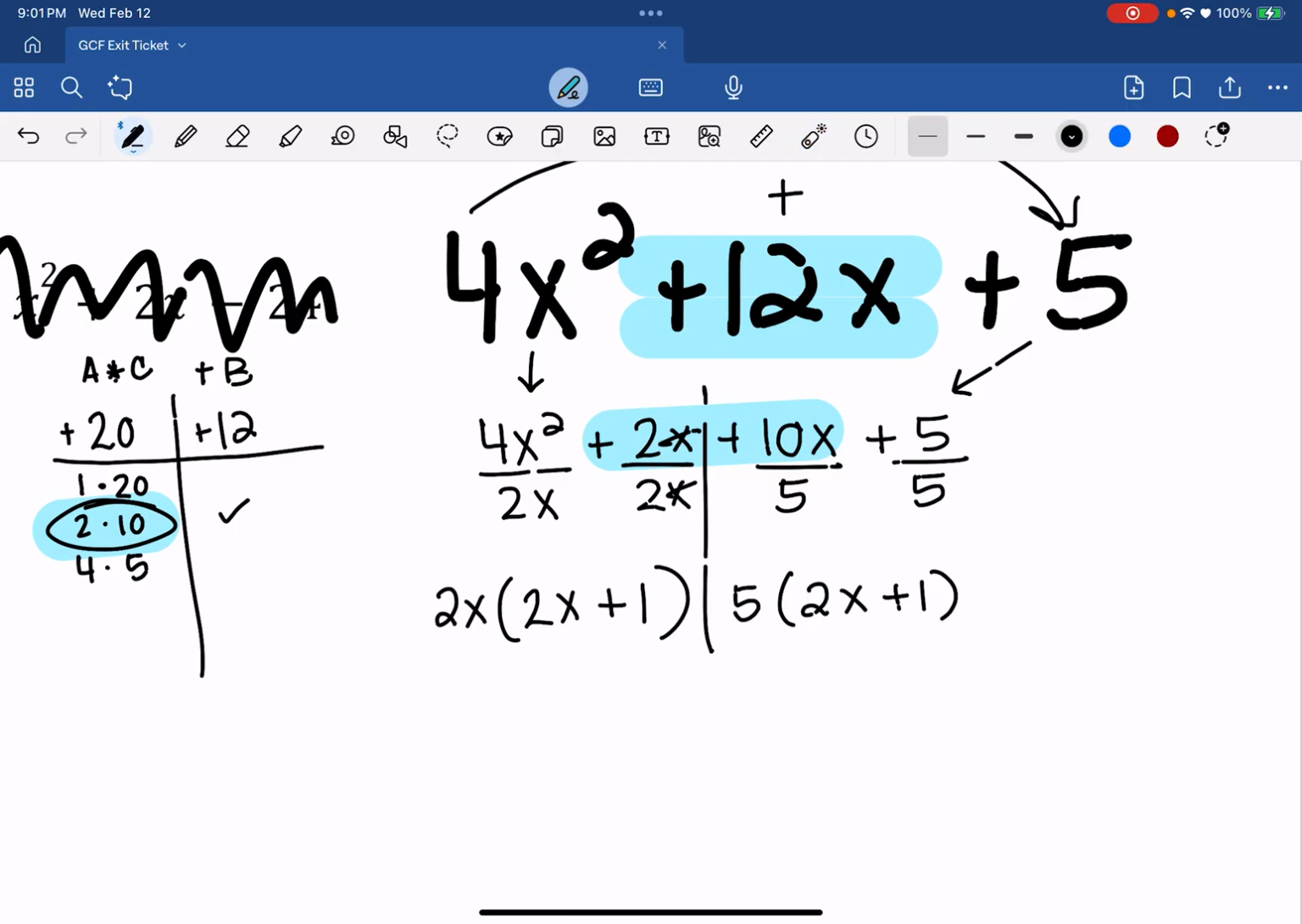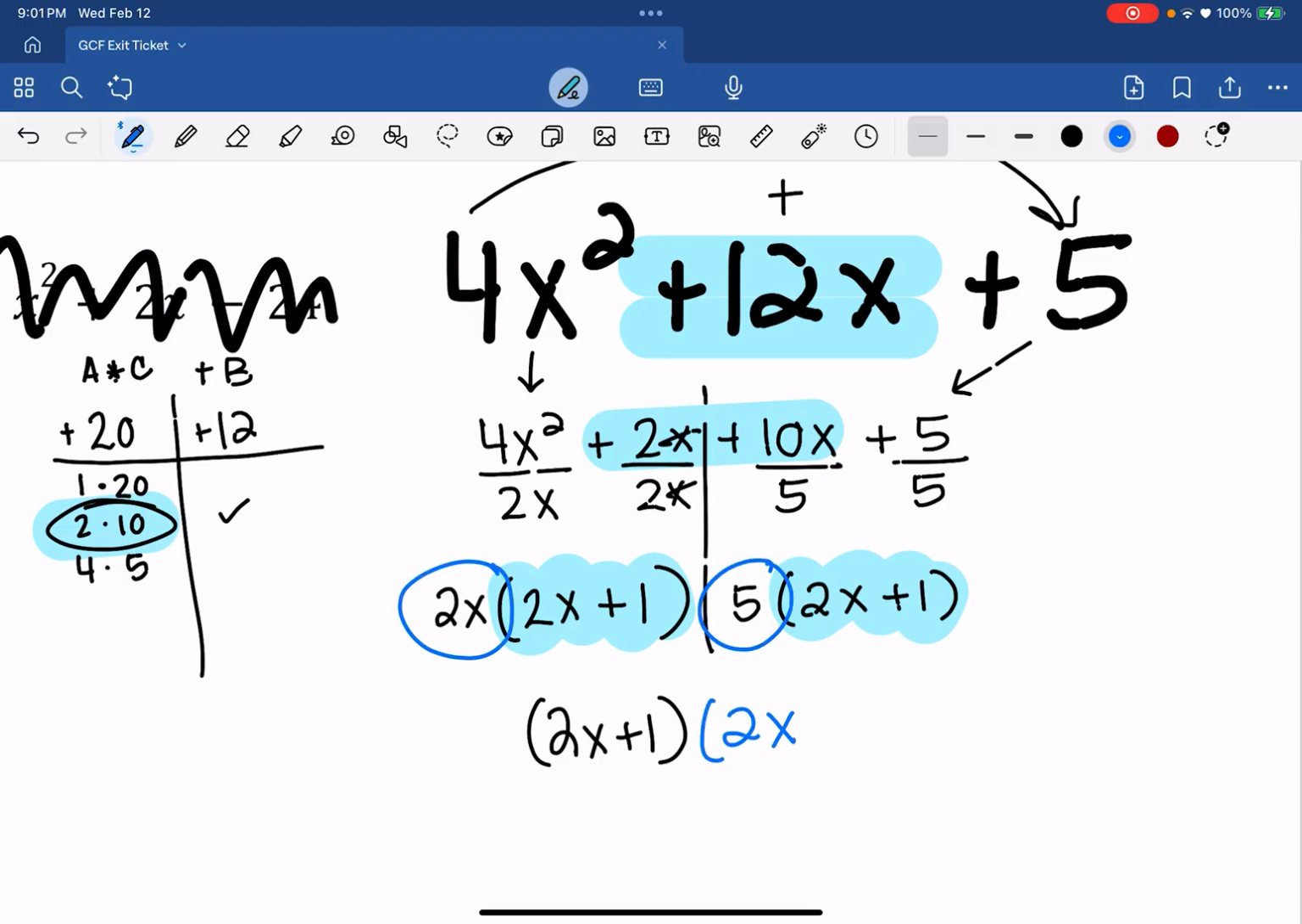So then make sure your parentheses match, and when they do, you're going to factor that out. So 2x plus 1 is your first binomial, and then your second binomial are the greatest common factors that you had. So 2x plus 5. And I know it's a plus 5 because I factored out a positive 5. Remember, when this first term is negative right here, you should factor out a negative. So if that would have been a negative 10, you would have factored out a negative 5.